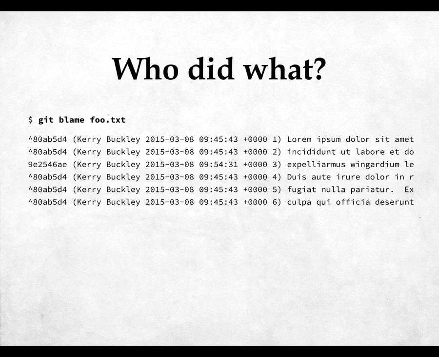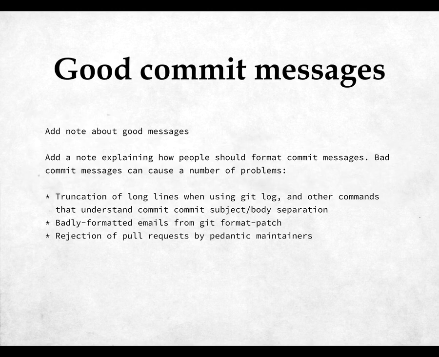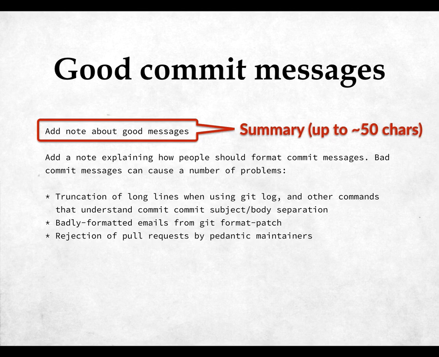Okay, so I briefly mentioned that you can pop up an editor when you're doing a commit. You don't have to just do a one-line message. There's a convention in Git for commit messages, which is that you have a subject which is one short line. So in this example, a note about good messages. So that's what will appear if you're just doing a quick git log.